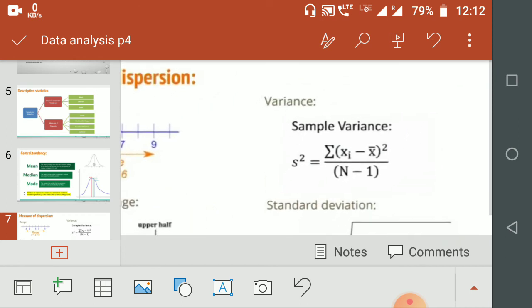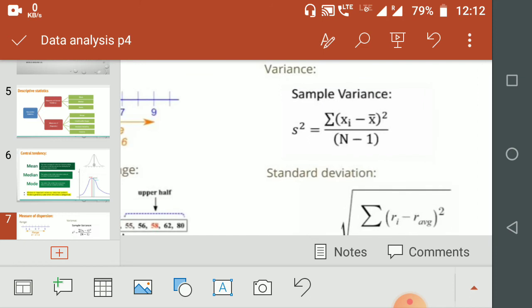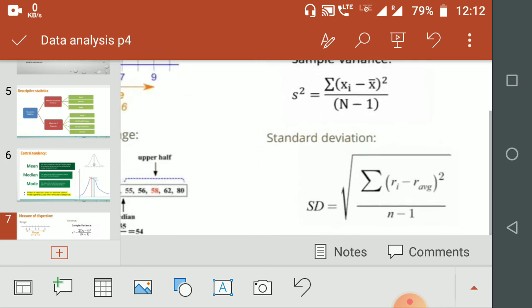Then the sample variance is given by the formula s squared equals summation of (xi minus x bar) whole squared, divided by (n minus 1). The standard deviation is given by the formula SD equals under root of summation of (xi minus x bar) whole squared, divided by (n minus 1).